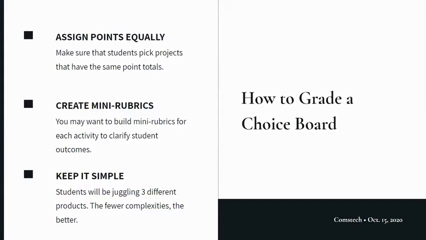And keeping it simple. Students are going to be juggling 3 different products too. I mean, you're juggling 9 as a teacher, they're juggling 3. So again, keeping it as simple as possible in terms of the grading, and making it as clear as possible, sometimes with these mini rubrics, is really, really helpful as you're trying to embed this within your classroom.